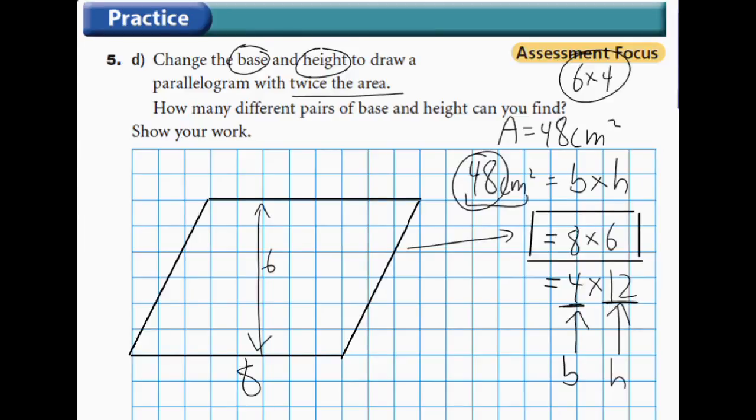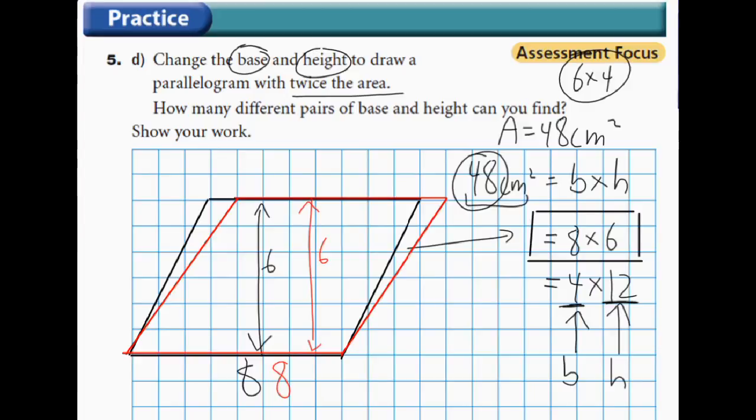And always remember that we can also just change this angle to create a different parallelogram with the same base and the same height. So that red one that I just drew still has a height of 6, and it still has a base of 8. So the area is still the same, even though they look different.